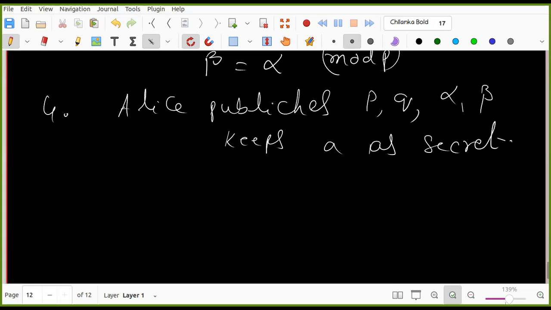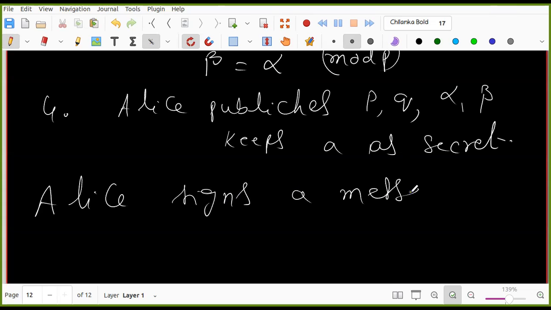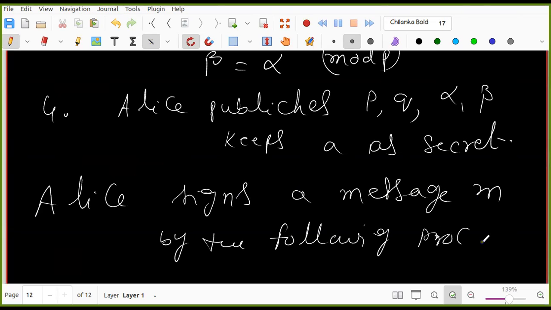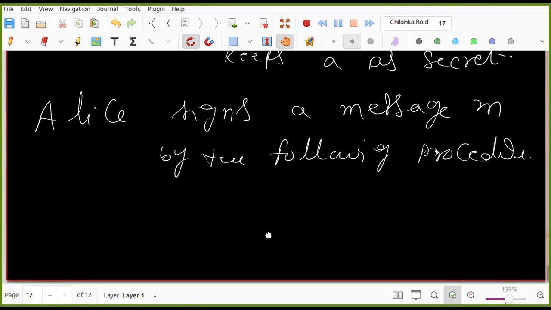So somebody takes these public values and sends a message to Alice. Now how does Alice sign the message? Alice signs a message M by the following procedure. What is the procedure she will follow to sign the document? Select a random secret key K.